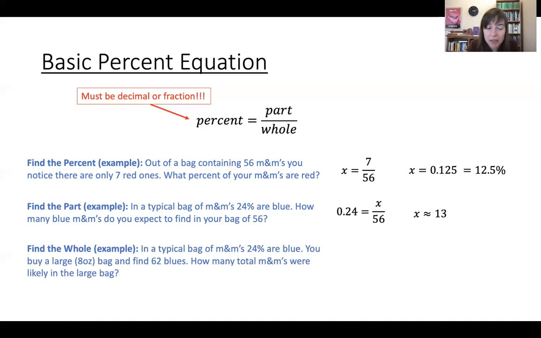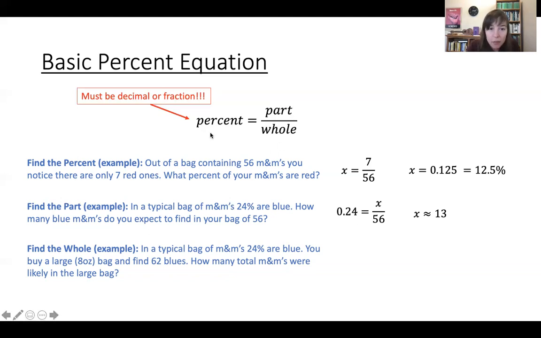And then finally, we could have a situation like this, where we say, all right, in a typical bag of M&Ms, 24% are blue. You buy a large 8-ounce bag and you find 62 blues. So then how many total M&Ms were there in the large bag?